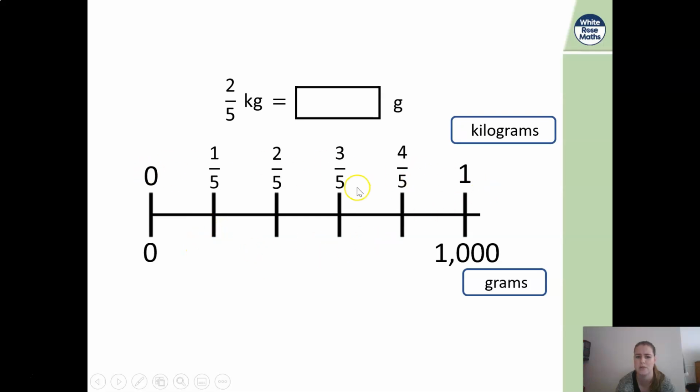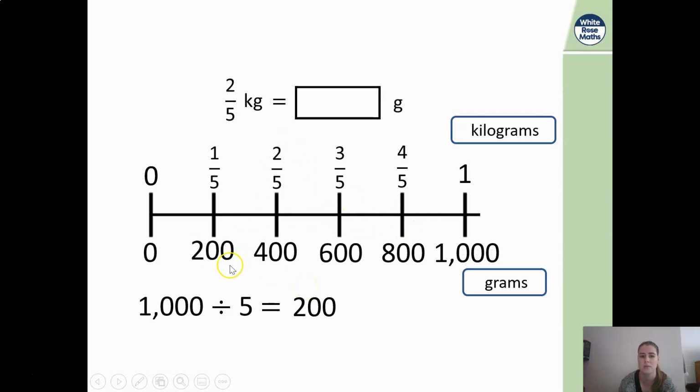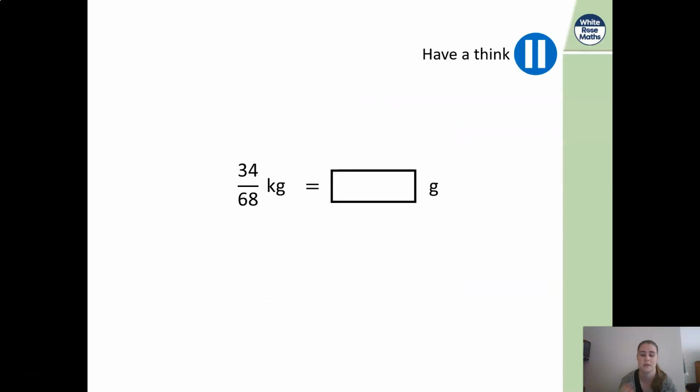If I divided these by 5, what am I going to do down here? I'm going to divide it by 5. 1,000 divided by 5 is 200, okay? So know that each one of these is going to be worth 200. So if we get to the 2/5 one, we know that's going to be 200, 400, 600. Well, I'm only looking for 2/5, and I can see there that my answer is 400. Okay, so all you need to do is make sure you use a number line and divide the numbers. Easy peasy.